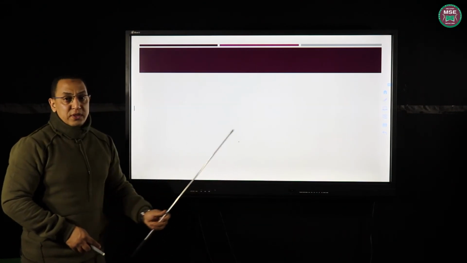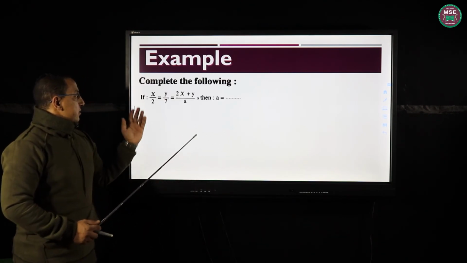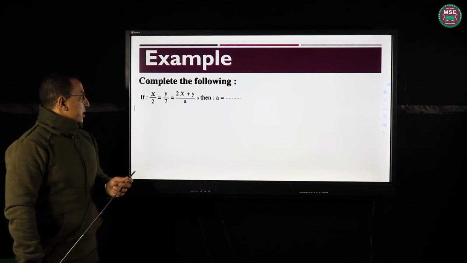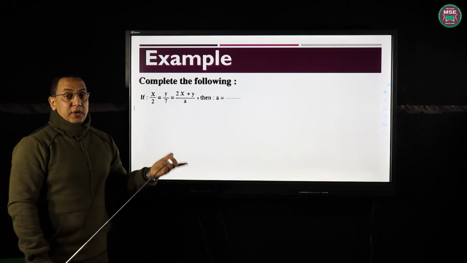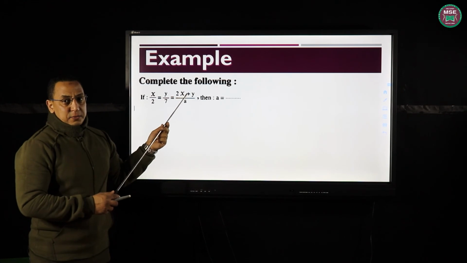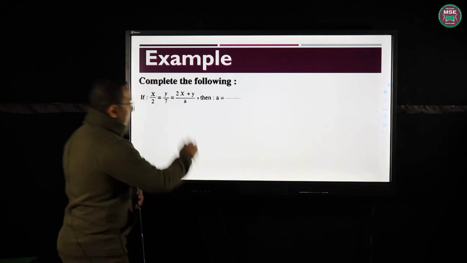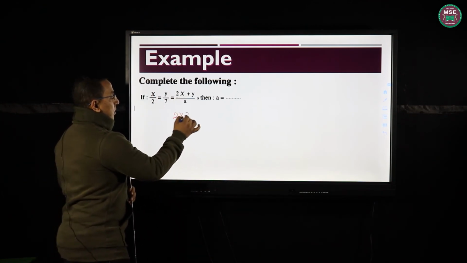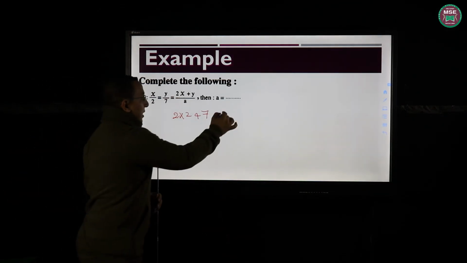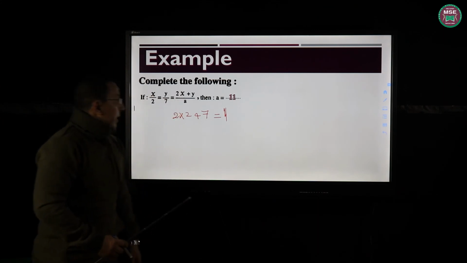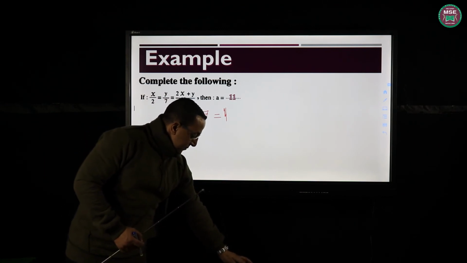Okay, another example for this property. Complete the following. Okay, x over 2 equals y over 7, so 2x plus y over a equals what? So a equals what? Here, 2 times x plus y, I'm going to multiply 2 times 2 plus 7 to get a. 2 times 2 plus 7 equals 2 times 9, which is 11 as we see. So a equals 11. Again, 2 times 2 plus 7 equals 11.